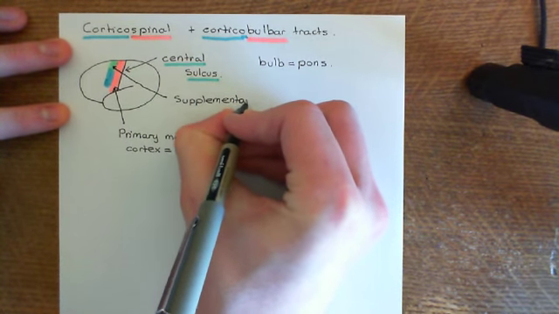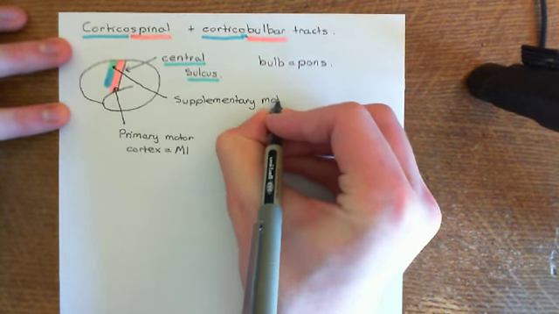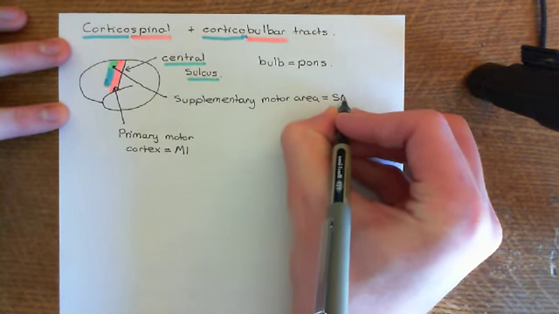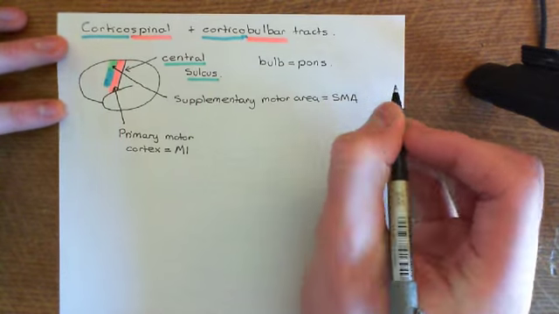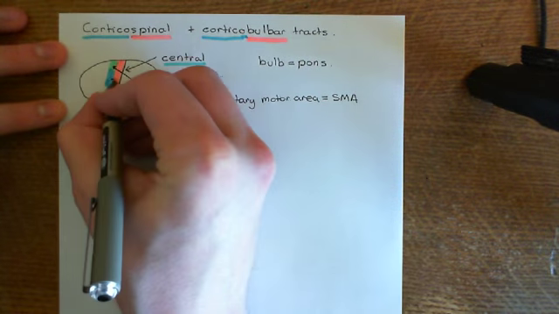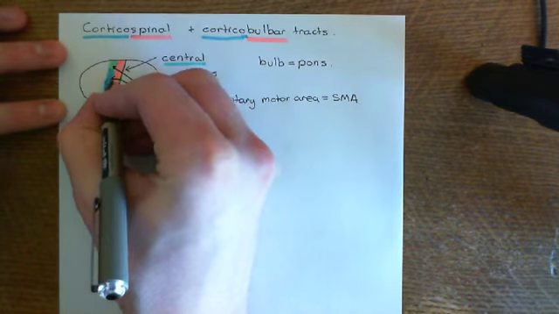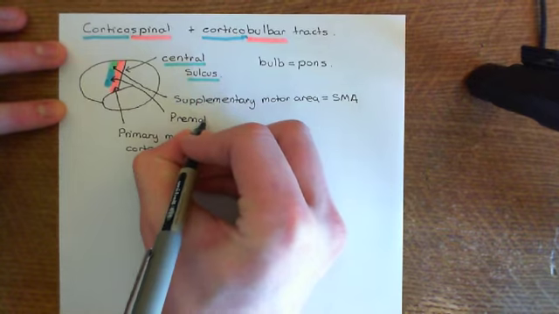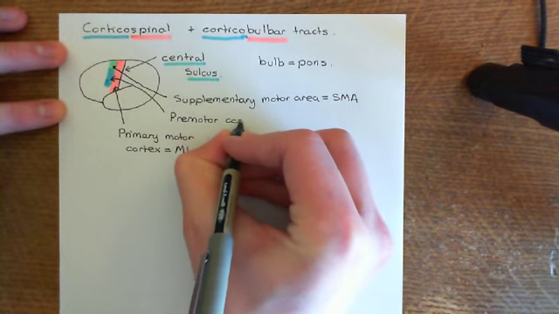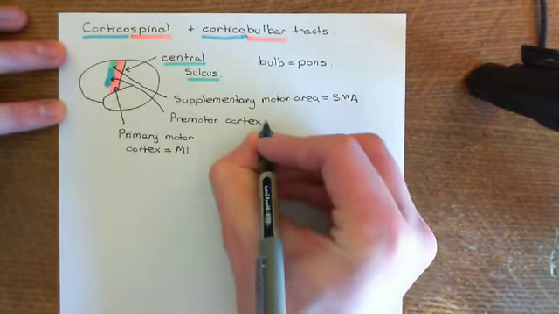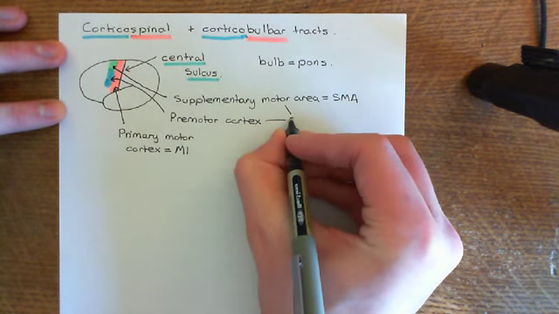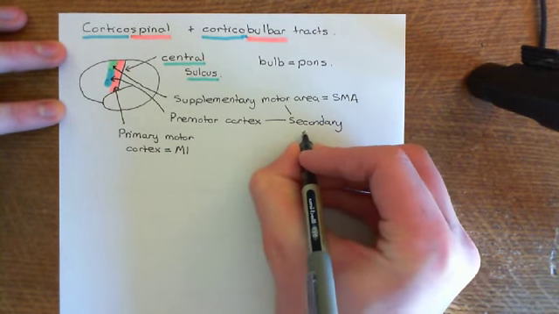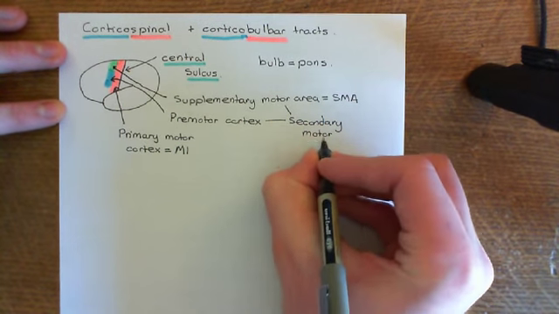For short, the supplementary motor area is usually abbreviated down to the SMA. S for supplementary, M for motor, and then A for area. The blue portion, below the supplementary motor area, is called the premotor cortex. Together, the supplementary motor area in green plus the premotor cortex in blue is known as the secondary motor cortex.